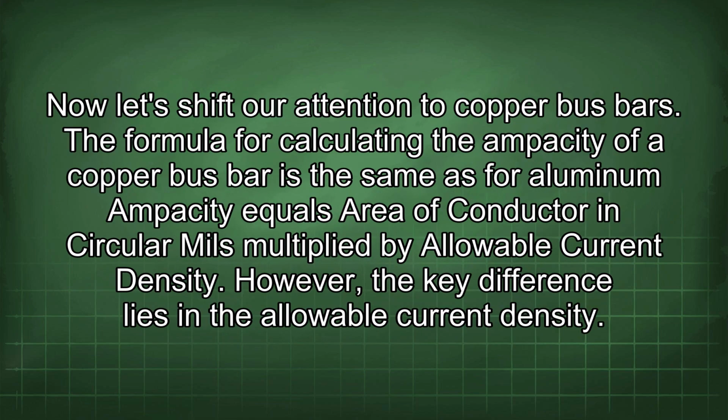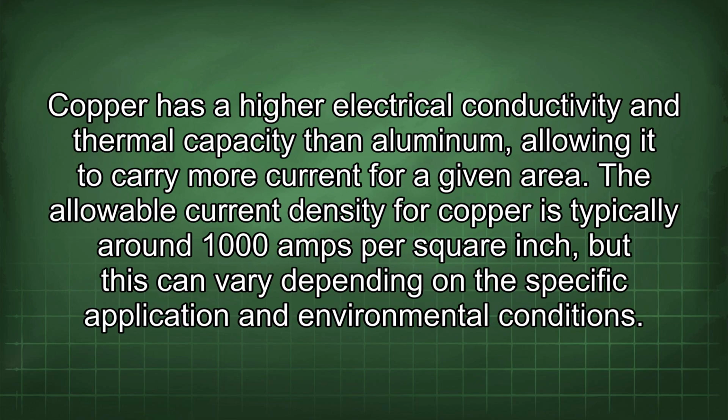Now let's shift our attention to copper bus bars. The formula for calculating the ampacity of a copper bus bar is the same as for aluminum. Ampacity equals area of conductor in circular mils multiplied by allowable current density. However, the key difference lies in the allowable current density. Copper has a higher electrical conductivity and thermal capacity than aluminum, allowing it to carry more current for a given area. The allowable current density for copper is typically around 1000 amps per square inch, but this can vary depending on the specific application and environmental conditions.